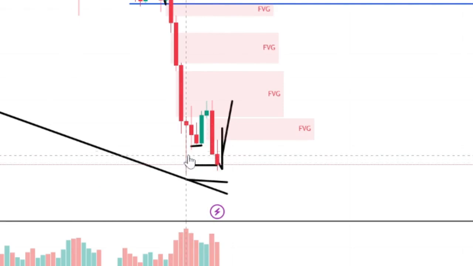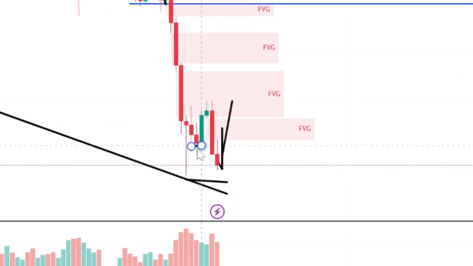It's telling us that the strength of sellers has finished. Buyers are relatively taking over. That's what it's telling us. So if buyers are taking over, buyers will not just take over like that. Buyers need to take their liquidity first.